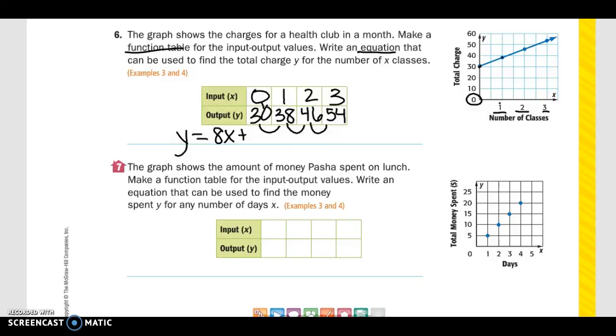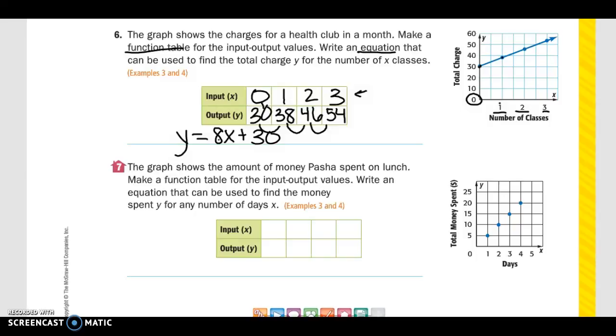Then we have to figure out what we're going to add by. I know we're going to add because we go from a smaller number on the x to a larger number on the bottom. So I'm going to look at 1 to 38 because 1 times 8 is 8, and then 8 plus what is 38, and that will be 30. Let's check it out one more to make sure we're right. 2 times 8 is 16, and then 16 plus 30 is 46. So our function rule is y equals 8x plus 30.